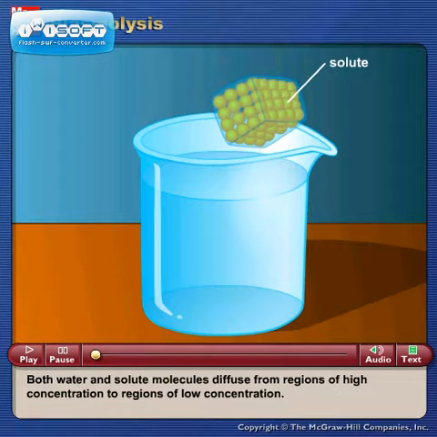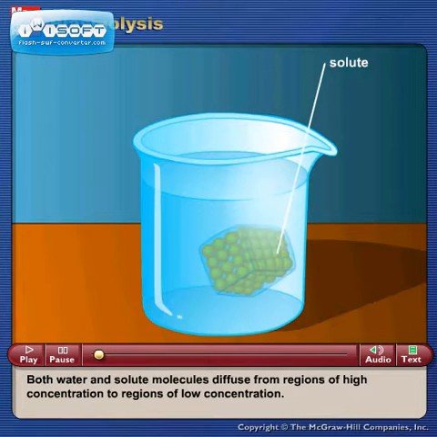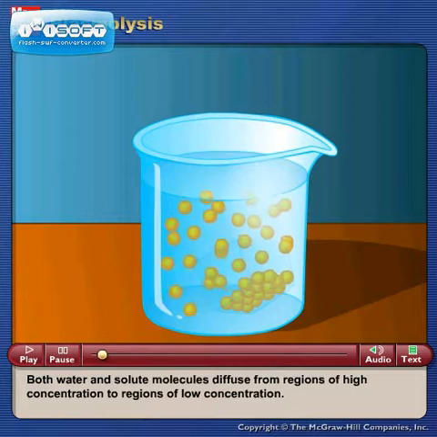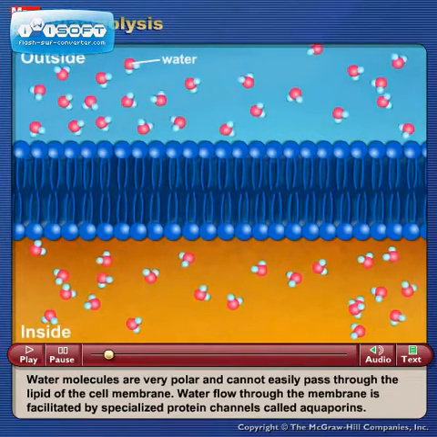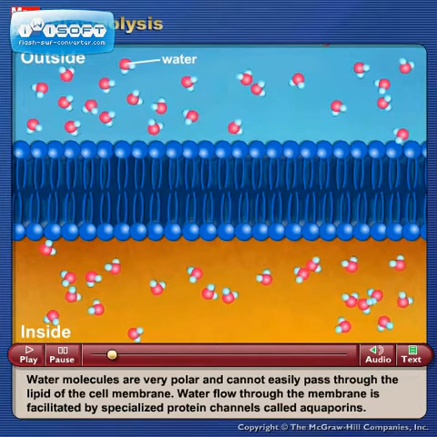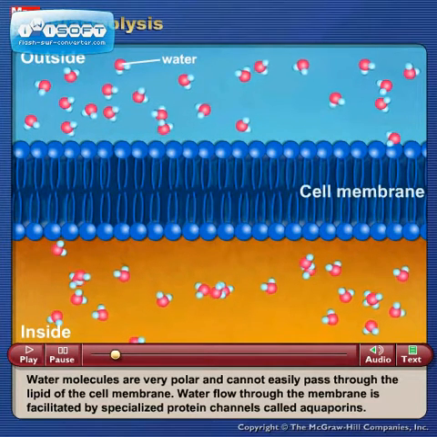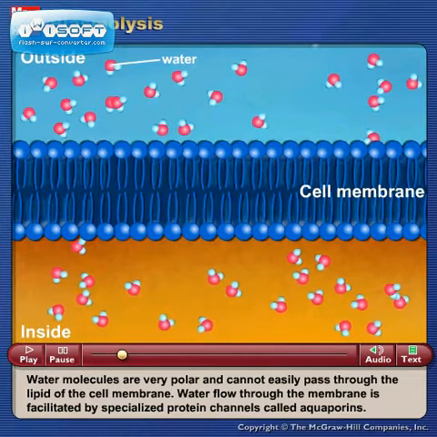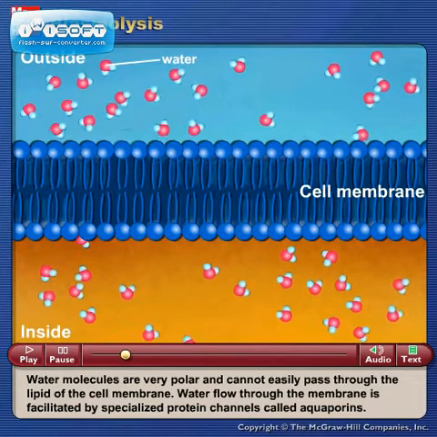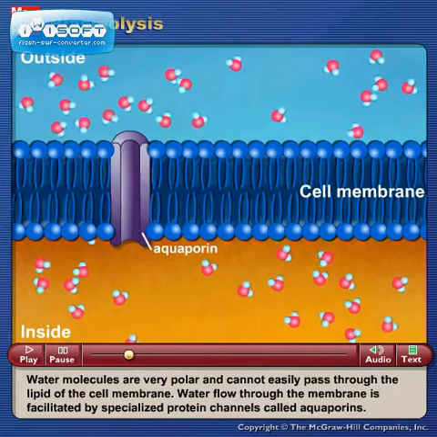Both water and solute molecules diffuse from regions of high concentration to regions of low concentration. Water molecules are very polar and cannot easily pass through the lipid of the cell membrane. Water flow through the membrane is facilitated by specialized protein channels called aquaporins.